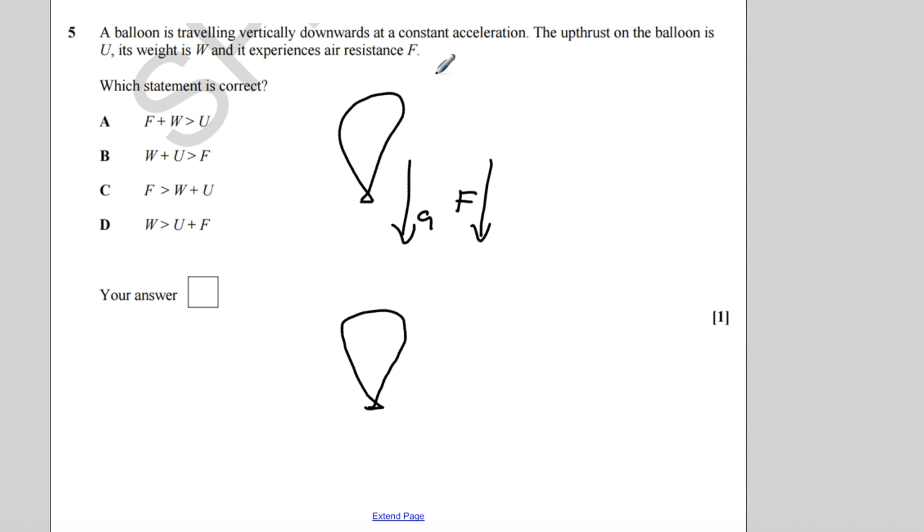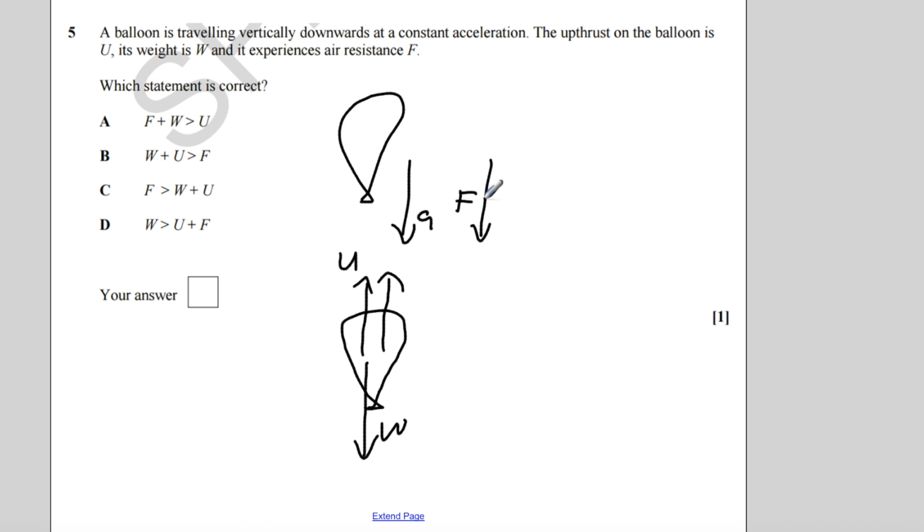So the upthrust of the balloon is U. So there's going to be an upward force U. Its weight is going to be downwards, and we've got an air resistance. Now we've got to think carefully about which direction air resistance is exerting. It's accelerating downwards, so the air resistance is going to be exerted upwards.